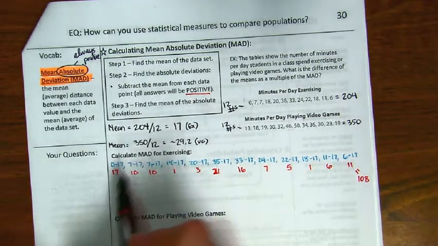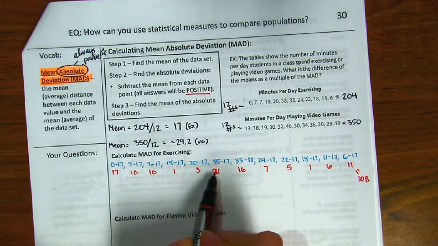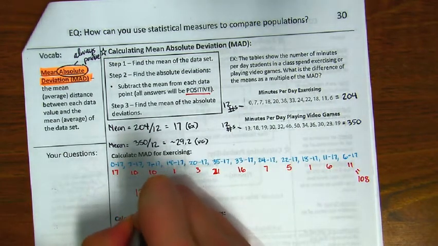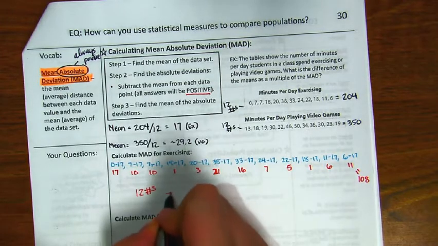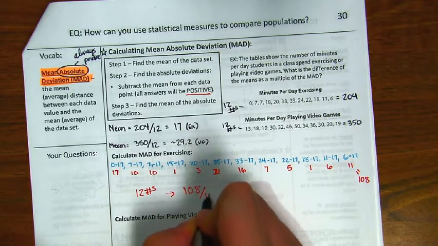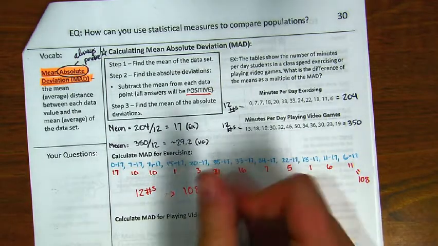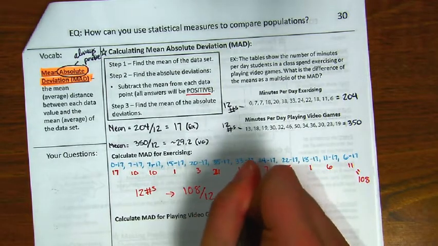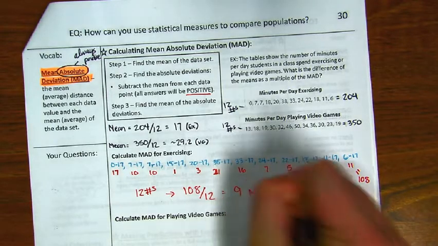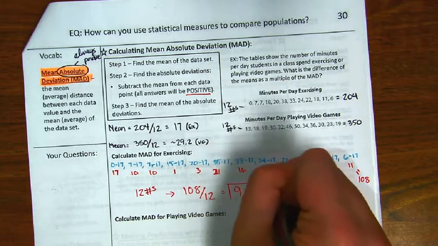Okay, then I've got 1, 2, 3, 4, 5, 6, 7, 8, 9, 10, 11, 12. So 12 numbers. That means I have 108 divided by 12, and that gives me 9. So I have a mean absolute deviation, or a MAD, of 9.